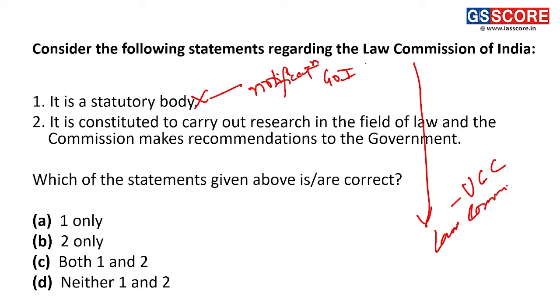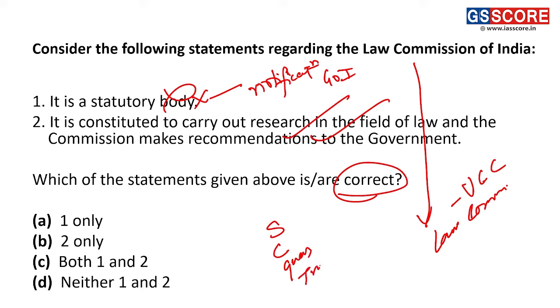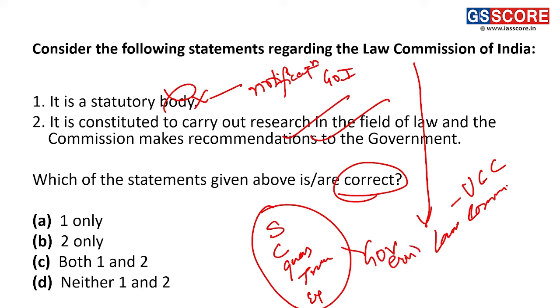Second, it is constituted to carry out research in the field of law and the commission makes recommendations to the government. Well, that is correct. Fairly easy one if you know this difference: statutory, constitutional, quasi-judicial, tribunals, executive kinds of bodies, which are very much part of the governance and social justice landscape. So the first statement is incorrect and we need to find the correct statement and hence the answer is option B. Option B. Moving on.